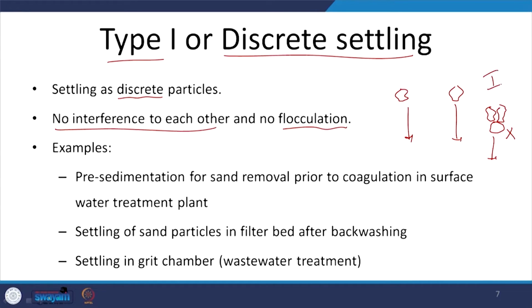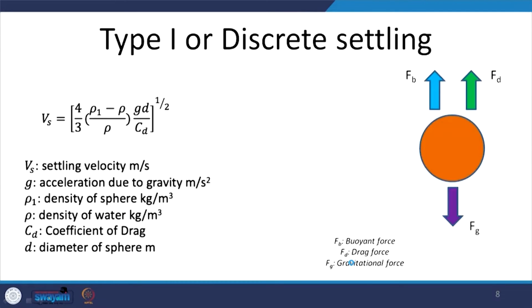So, where does this occur? In pre-sedimentation for sand removal, grit removal, or before coagulation in a surface water plant, let us say. Again, before the filtering bed, and settling in a grit chamber of the wastewater treatment plant, as we mentioned earlier. Let us move on.